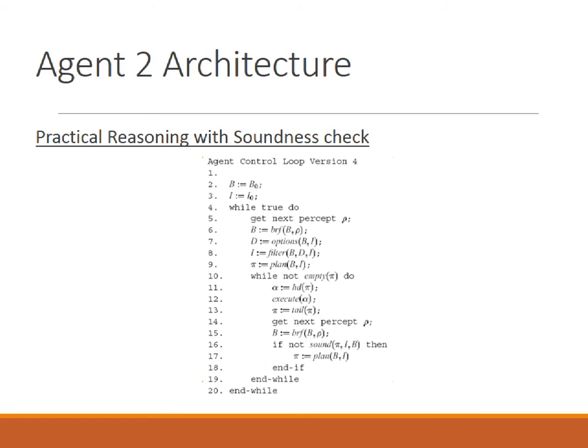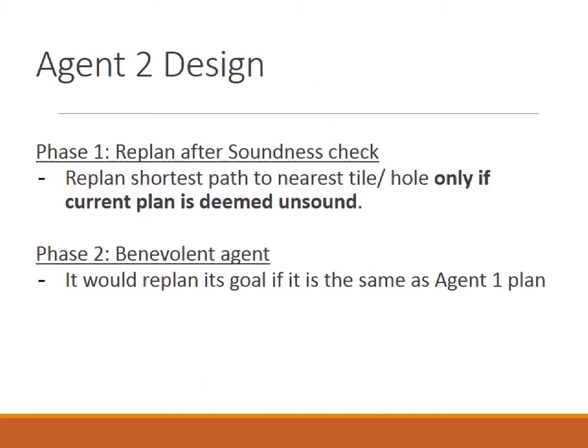Agent 2 is pretty similar to Agent 1 with a few minor changes. Agent 2 has a more robust soundness check to decide what it must do. Also, it will defer to Agent 1 if it wants to pick a hole. A bit more about that.